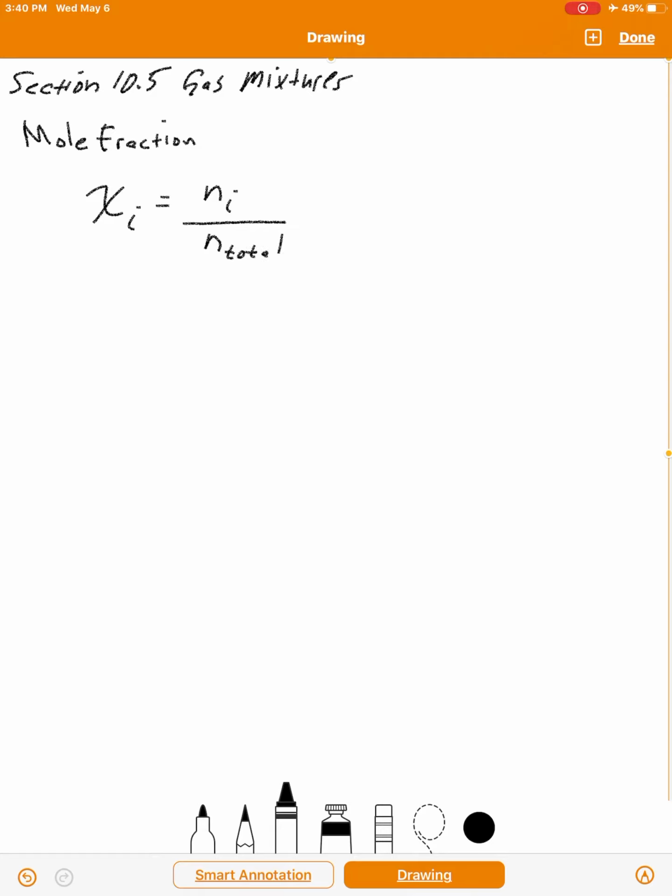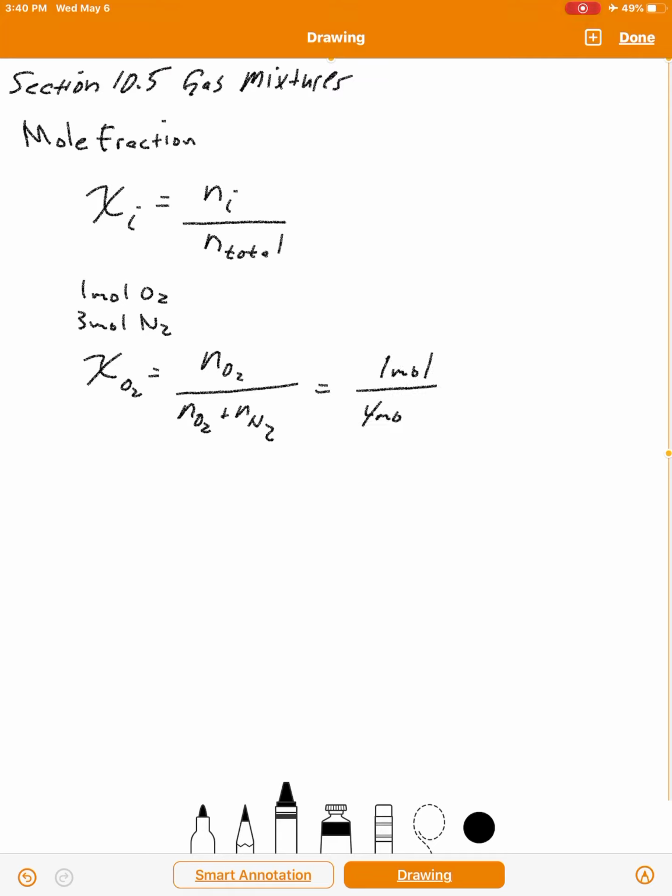So for example, let's say that we have 1 mole of O2 and 3 moles of N2. There's a mixture, right? 2 different gases. The mole fraction for oxygen would be the moles of oxygen over the moles of oxygen plus the moles of nitrogen. That's the total number of moles. You're going to add them together. So that would be 1 mole over 1 plus 3, 4 moles. Now the moles cancel and you get 0.25. So the mole fraction of oxygen would be 0.25.